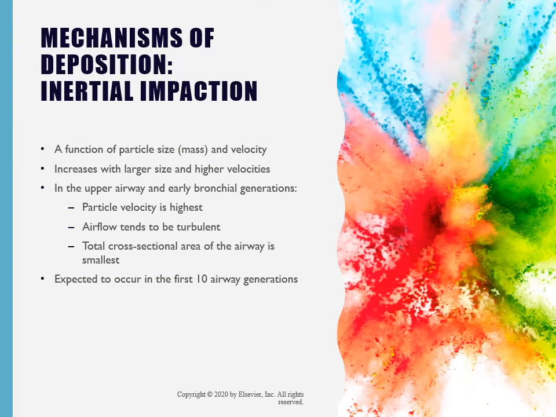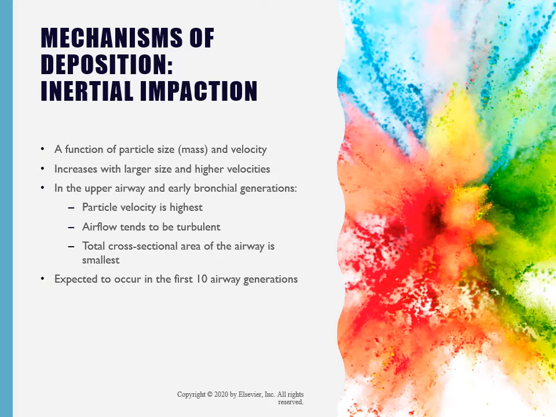Let's look at inertial impaction first. This is a function of the particle mass and its velocity. So how fast is it going and how much gravitas does it have? This increases with larger size and higher speeds. In the upper airway and early bronchial generations, the particle velocity, the speed, is the highest. Airflow tends to be turbulent, so really choppy, like a choppy stream, and the total cross-sectional area of an airway is small.